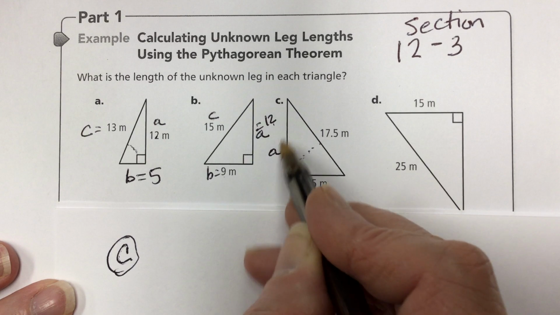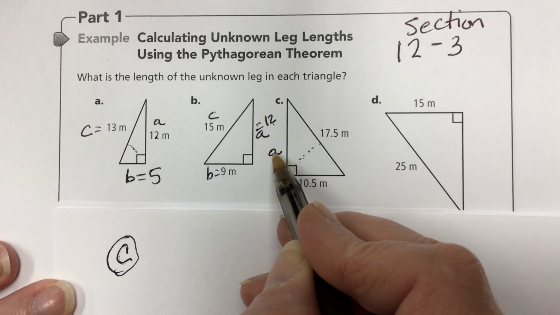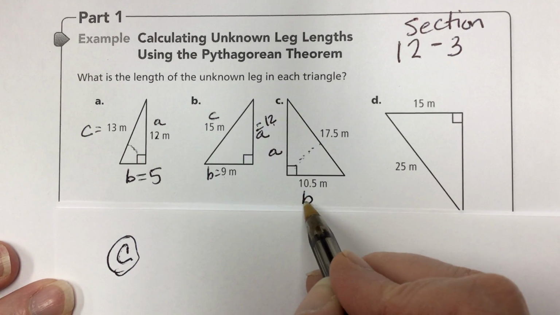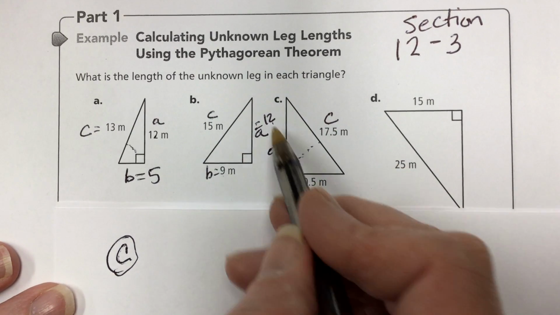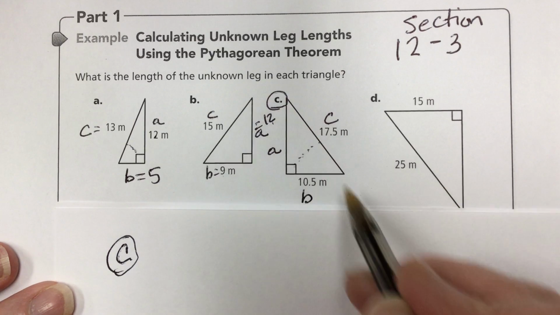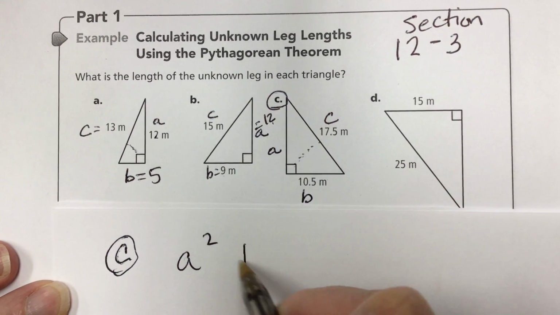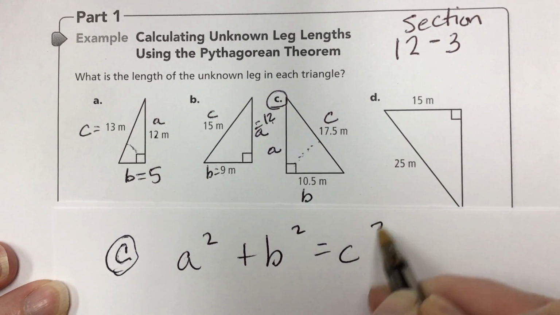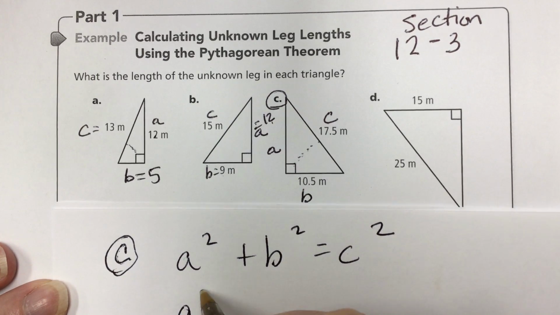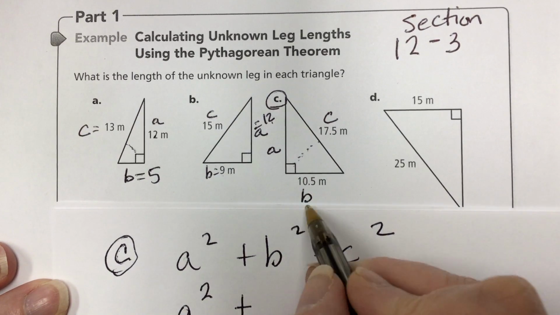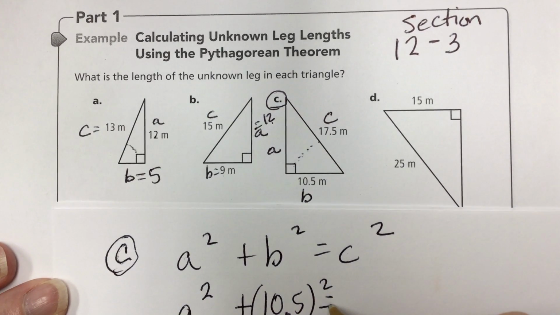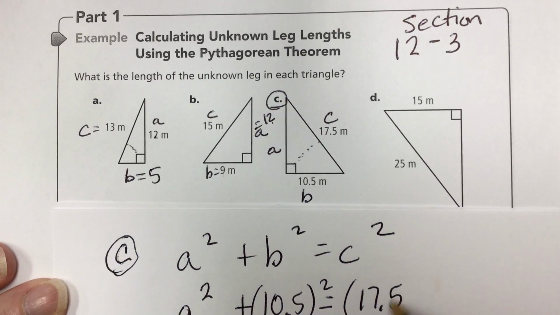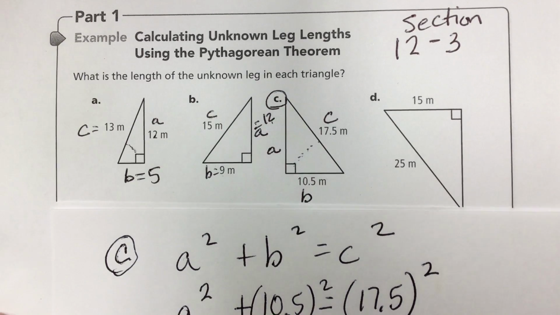I'm going to let the side missing be represented with A. I'm going to let this side be B. And of course, my hypotenuse is always C, looking at triangle C. So I have A squared plus B squared equals C squared. A, I'm looking for, plus B is 10.5 squared equals C is 17.5 squared.